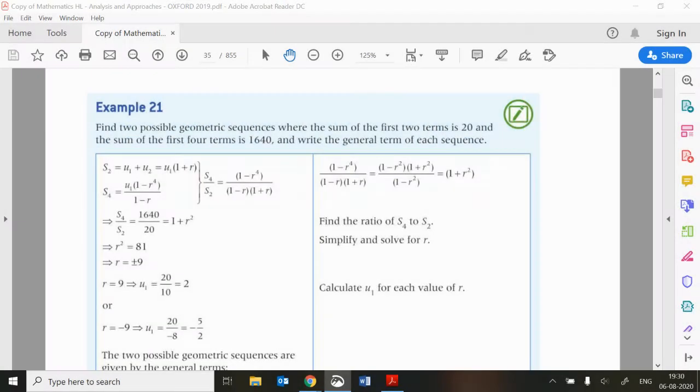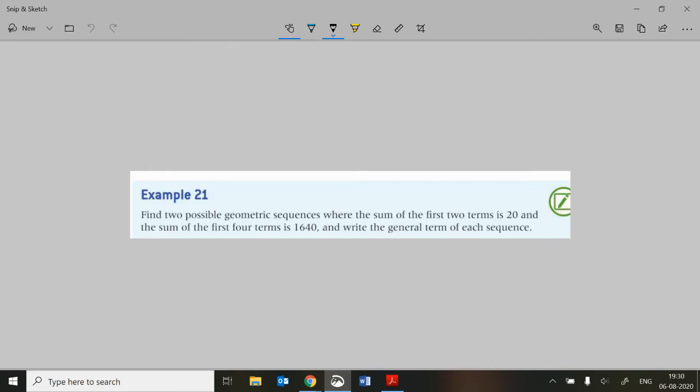Right, let's have a look at this. It seems to be a bit more involved, the working out here. Find 2 possible geometric sequences where the sum of the first 2 terms is 20 and the sum of the first 4 terms is 1,640. Write the general term for each sequence. Let's start off by using the formula then. So we want S2 equal to 20.